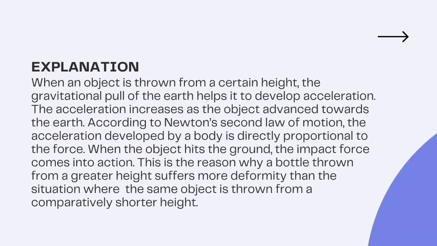When an object is thrown from a certain height, the gravitational pull of the Earth helps it to develop acceleration. The acceleration increases as the object advances towards the Earth. According to Newton's second law of motion, the acceleration developed by a body is directly proportional to the force. When the object hits the ground, the impact force comes into action. This is the reason why a bottle thrown from a greater height suffers more deformity than the same object thrown from a comparatively shorter height.